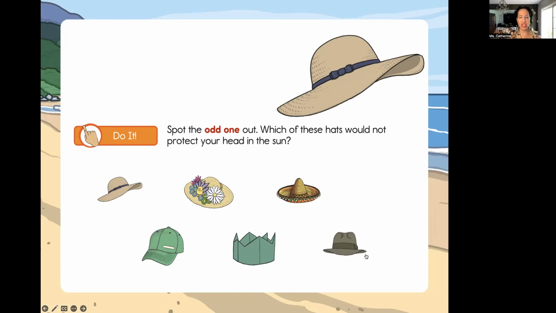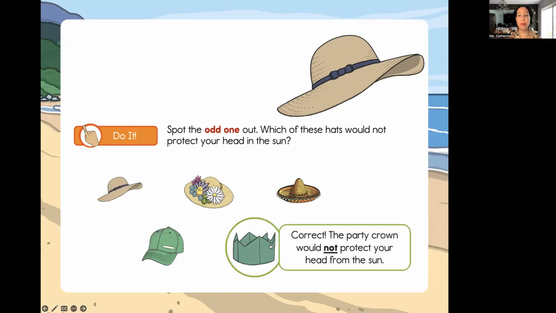So, which is the odd one out? Which of these hats would not protect your head in the sun? Okay, you think it's this one? That's right, correct. The party crown would not protect you from the sun. Your head would not be protected. Why? That's right, because your head would be exposed. It would be very hot. So no shade from the sun. Good job.